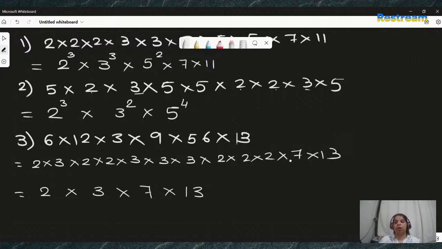So we first count the 2's: 1, 2, 3, 4, 5 and 6. So it's 2 to the power 6, or 2 raised to 6. Then we have 1, 2, 3, 4 threes, so we write 3 to the power 4, and then one 7 and one 13. So this whole series of numbers can be represented in this form. Now it can be written as represent in this form or represent in that form. So we are going to do that next.